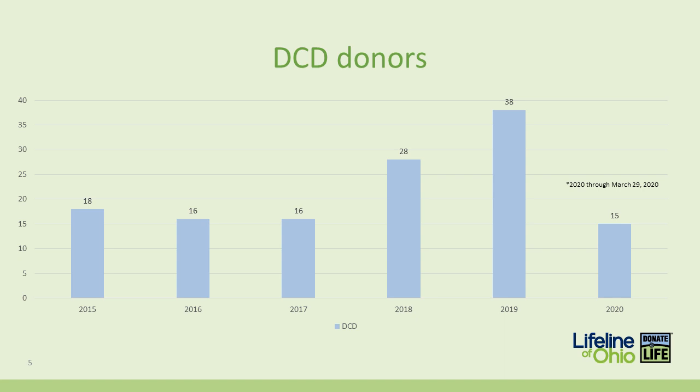When you look at our actual DCD donors, you can see fairly stagnant numbers from 15, 16, and 17. Then with that focus, we had 28 DCD donors in 2018, 38 in 2019. And as of the 29th of this month, we have had 15 DCD donors making up 42% of our total donors. In 2019, DCD was 24% of our total donors.